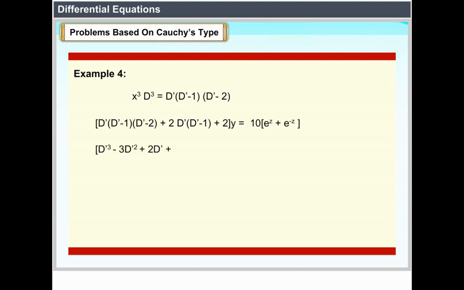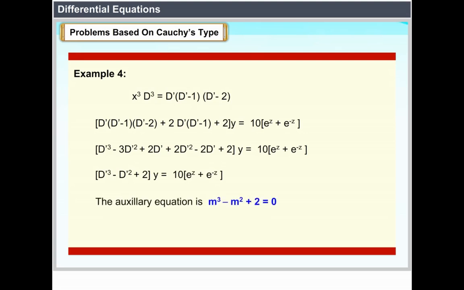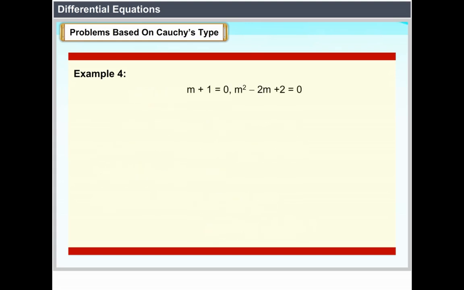D' cubed minus 3D' squared plus 2D' squared minus 2D' plus 2y equal to 10(e^z plus e^(minus z)). Then D' cubed minus D' squared plus 2y equal to 10(e^z plus e^(minus z)). The auxiliary equation is m cubed minus m squared plus 2 equal to 0. Then (m plus 1)(m squared minus 2m plus 2) equal to 0. m plus 1 equal to 0, so we get m equal to minus 1.